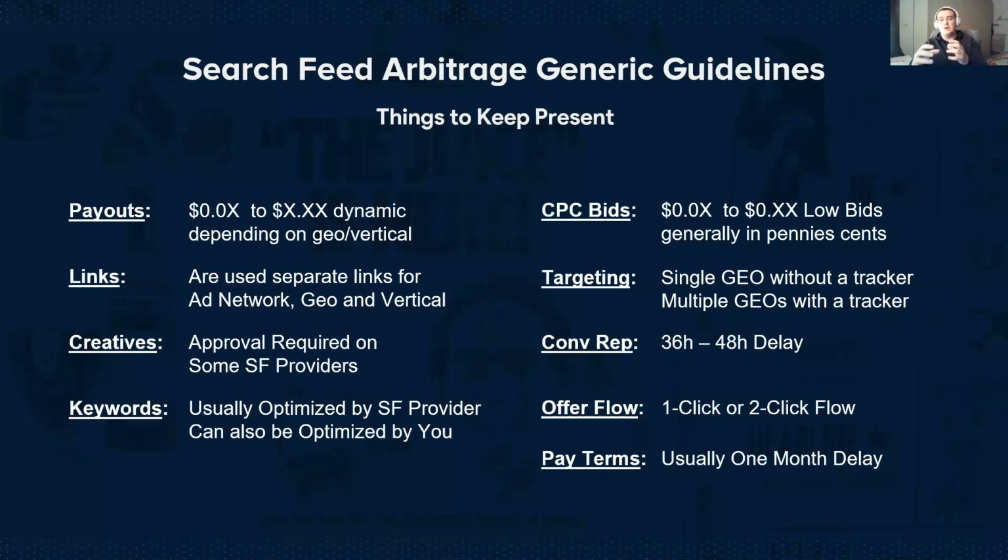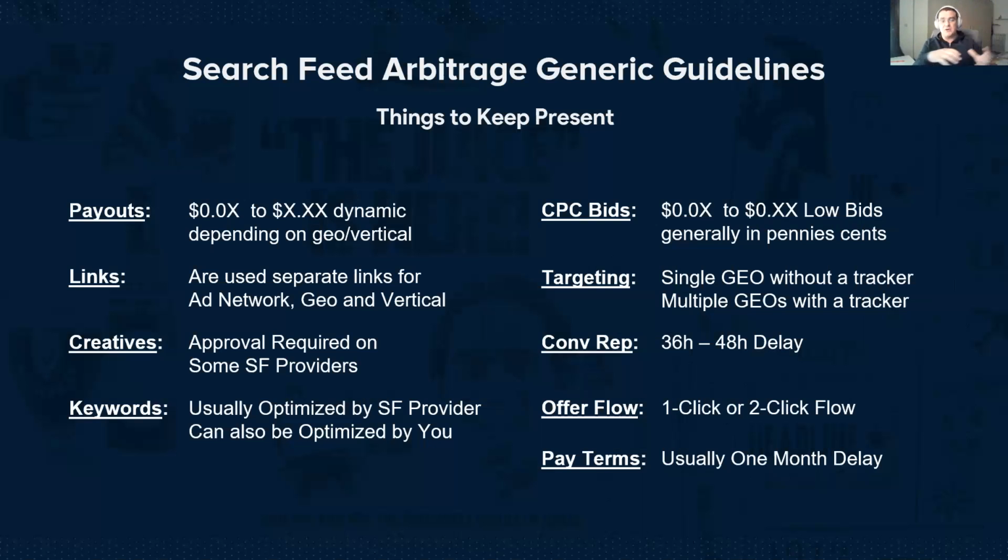But with Search Feed Arbitrage, even though you might have a lot of experience with them and they know how you approach or promote these offers, they will still need to go through the process of approving your creatives first. Then after you have received an approval from the offer network, you can upload them to the traffic source, then get the campaign running.